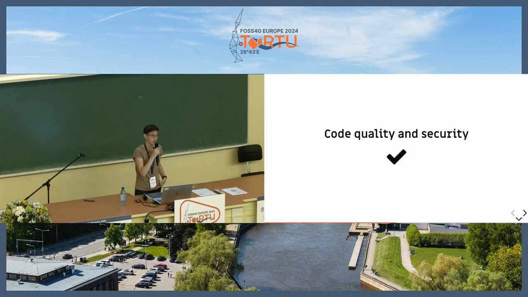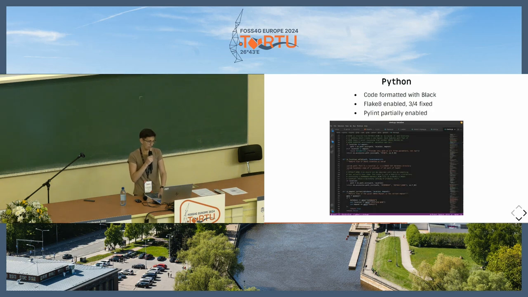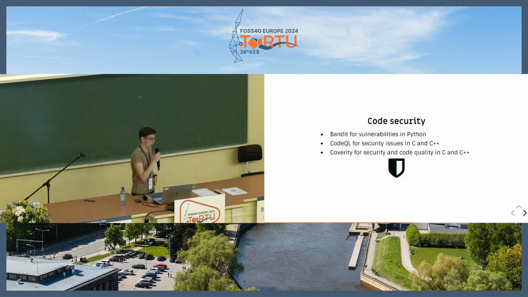We have been investing a lot of effort in code quality and security to assure that our code base is in good shape. In the different APIs, so for C and C++, but also for Python, which is formatted with Black, Flake8, we have more or less fixed three quarters of all the detected issues. PyLint is also partially enabled. And for code security, we have integrated Bandit for Python vulnerabilities, CodeQL for C and C++, and Coverity. This was also funded by NSF.